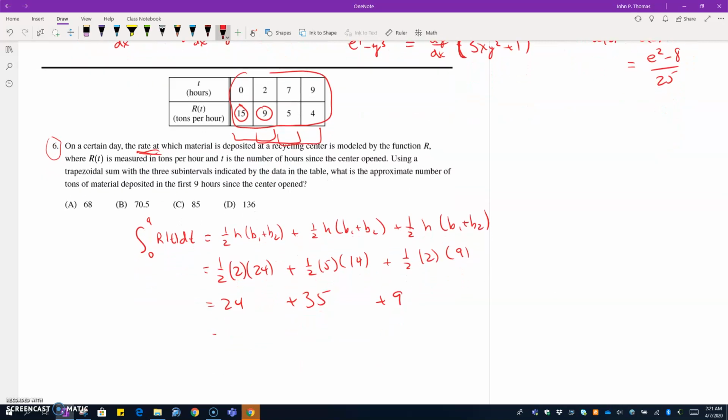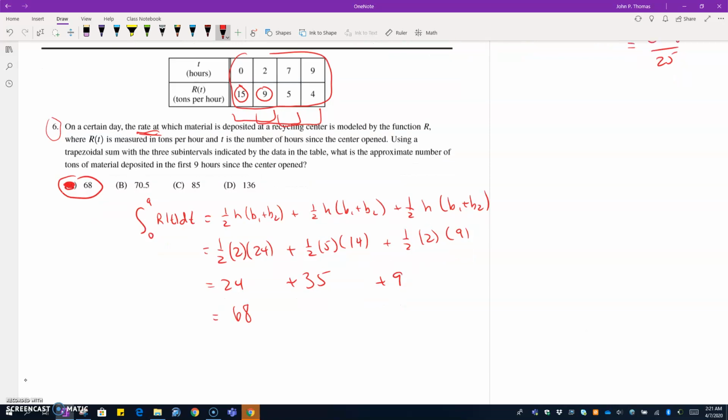Right, now if I push these together, I've got 24 plus 35, that's 59. 59 plus 9 is 68. And I'm going to double check. We've got from time 0 to 9, the first 9 hours. Nothing special in the problem, so we're looking at A as our correct choice. And again, on this one, the key was the trapezoid rule.